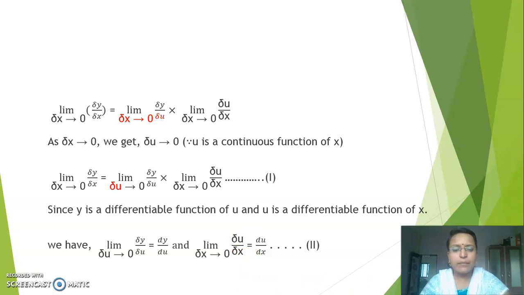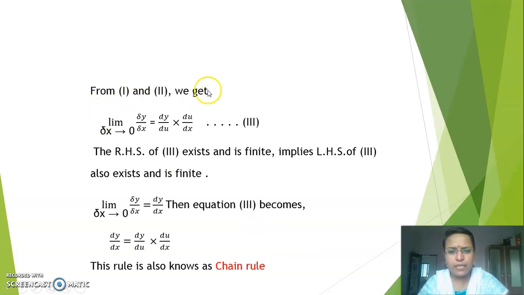and limit of delta u by delta x equals du by dx. It is equation number 2. Using these two quantities, put these values of these two limits in equation number 1 on the right hand side. This value is dy by du and this value is du by dx. From first and second we get the left hand side as it is, dy by du into du by dx.